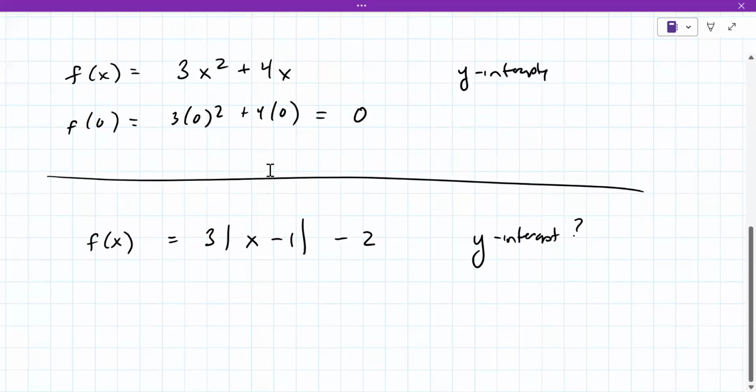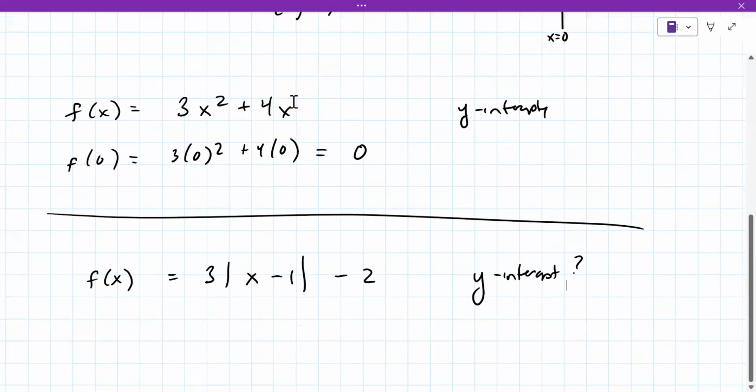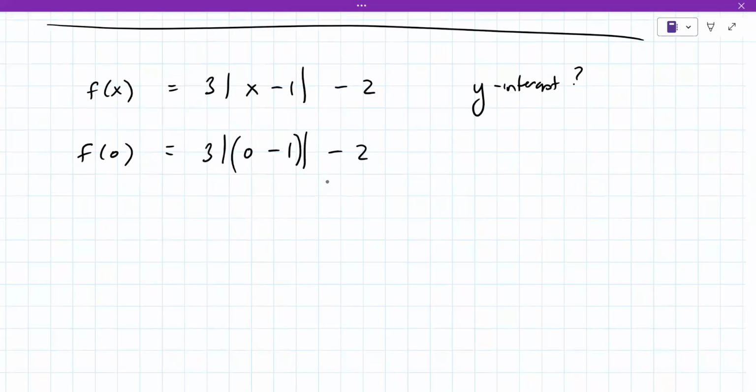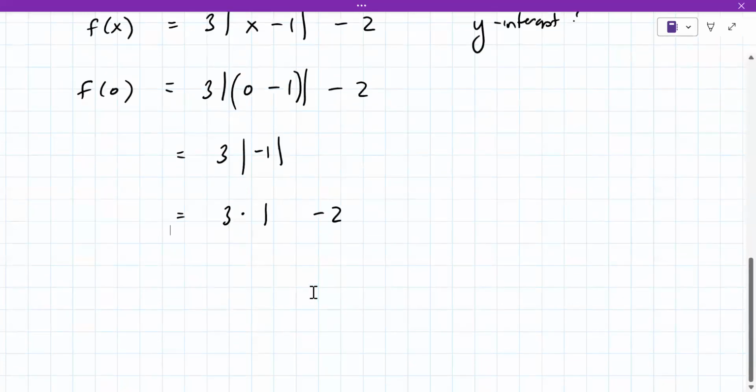It's not the same as this problem where you have an x, gone, an x, gone, it's just 0. So let's find f of 0. f of 0 is 3 absolute value of 0 minus 1, minus 2. Inside the parentheses, 0 minus 1 is minus 1. The absolute value of minus 1 is 1. 3 times 1 minus 2 becomes 3 minus 2, which is 1.